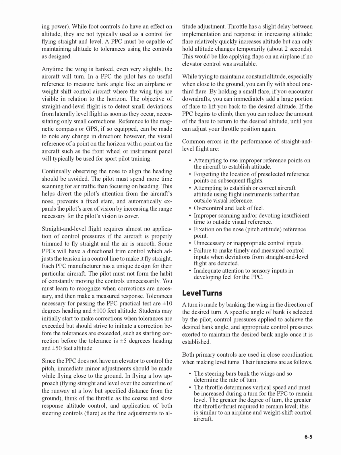However, the visual reference of a point on the horizon with a point on the aircraft such as the front wheel or instrument panel will typically be used for sport pilot training. Continually observing the nose to align the heading should be avoided. The pilot must spend more time scanning for air traffic than focusing on heading. This helps divert the pilot's attention from the aircraft's nose, prevents a fixed stare, and automatically expands the pilot's area of vision by increasing the range necessary for the pilot's vision to cover.